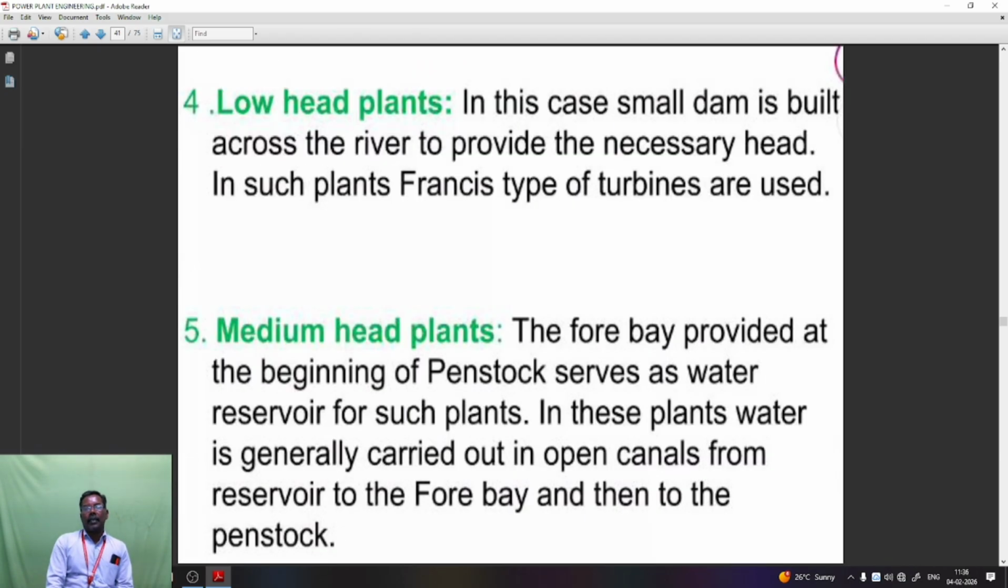Low-head plants. In this case, a small dam is built across the river to provide the necessary head. In such plants, Francis type turbines are used. Medium head plants. The forebay provided at the beginning of the penstock serves as a water reservoir for such plants. In these plants, water is generally carried in open canals from the reservoir to the forebay and then to the penstock.